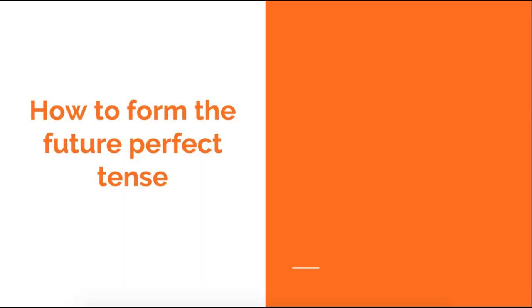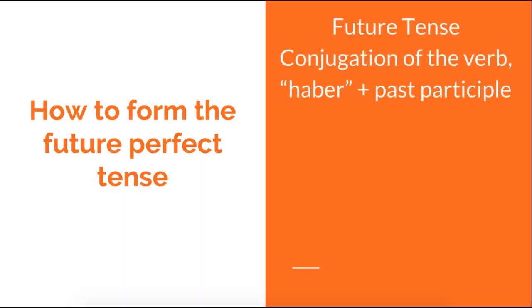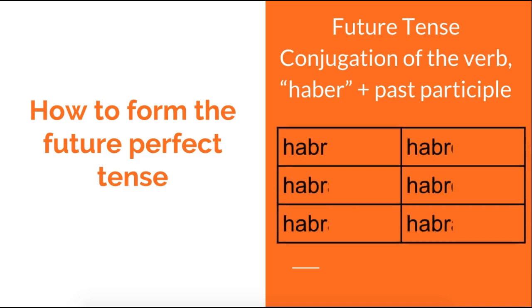How to form the future perfect tense. Basically, what you're going to do is use the future tense conjugation of the verb haber plus a past participle, just like we did for the perfect tense. The stem of haber is a little bit irregular in the future tense, so instead of just H-A-B-E-R and then adding the future tense endings, it's going to change to H-A-B-R. So go ahead and fill in your conjugation chart with the stem, and then we'll add the future tense endings.